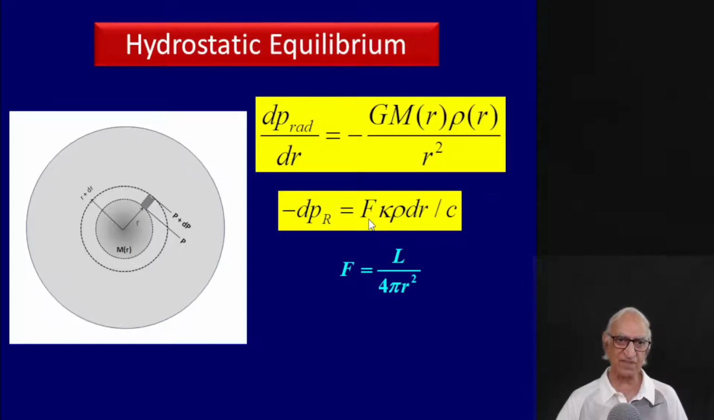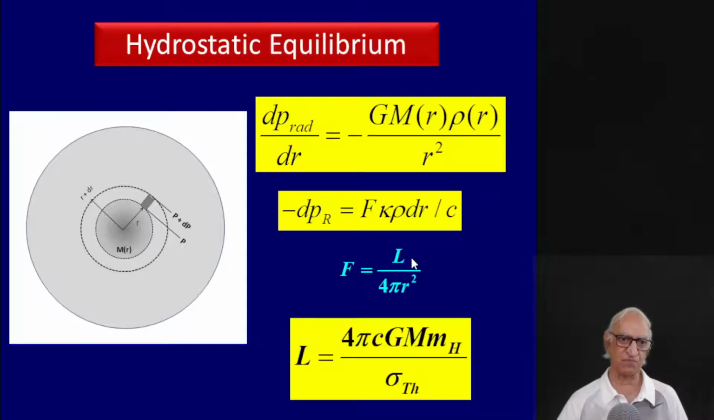Now let us replace flux F by the luminosity using the relation F is equal to L by 4 pi r squared. Then, if I now put this expression into this and this expression into that, convince yourself that I can solve for the luminosity, and that expression for the luminosity reads 4 pi c Newton's constant of gravity, mass of the star, multiplied by the mass of the hydrogen atom divided by Thomson scattering cross-section.